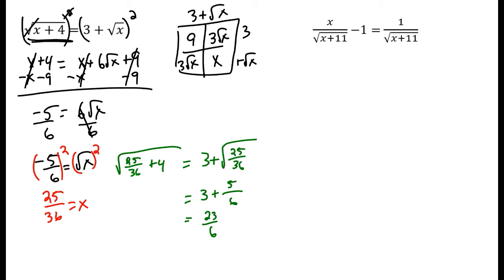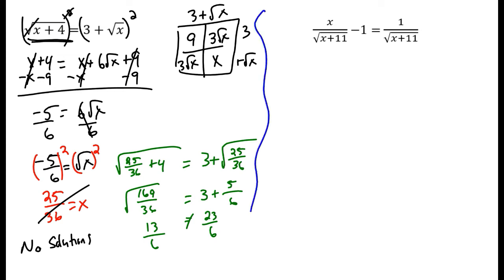On the left-hand side, if I was to write that as an improper fraction, 4 times 36 plus 25, I get 169 over 36. I'm square rooting that, which those happen to both be perfect squares, so I get 13 over 6. Does 13 over 6 equal 23 over 6? No, it doesn't. So we reject x equals 25 over 36 and call it an extraneous solution, so there are no solutions to this equation. There are no solutions here.